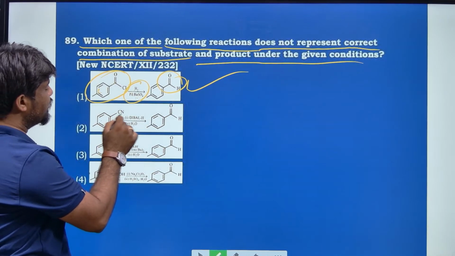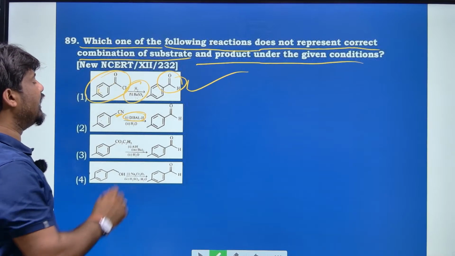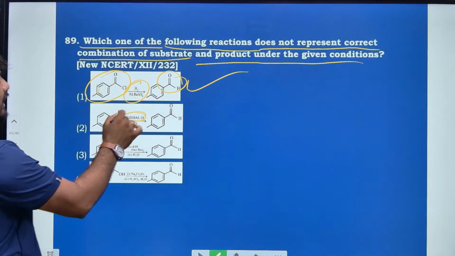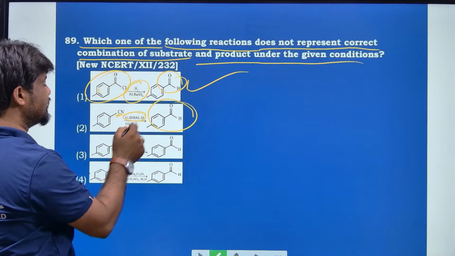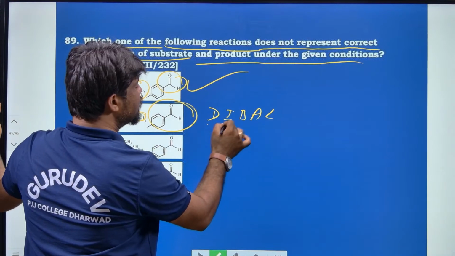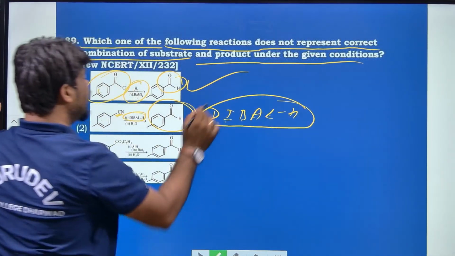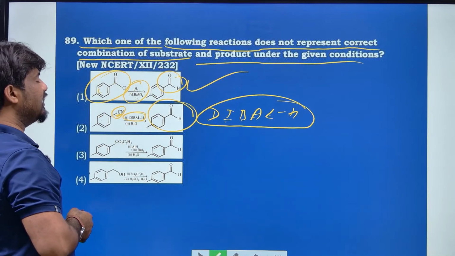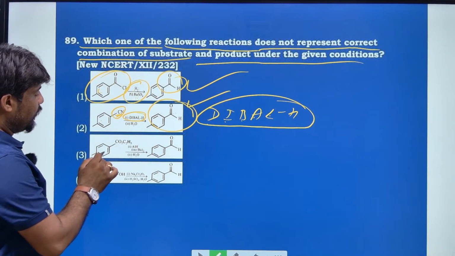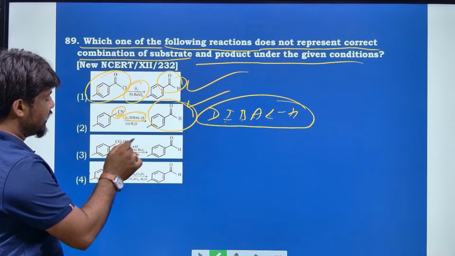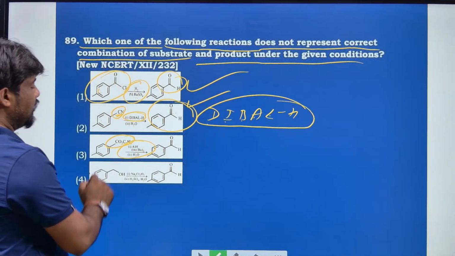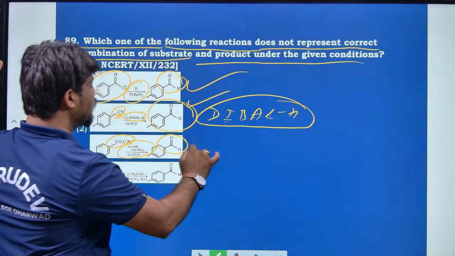Next, when benzene bonded with CN is treated with DIBAL, diisobutyl aluminum hydride, this reagent reduces the nitrile. Diisobutyl aluminum hydride is a reagent that reduces the more unsaturated component, resulting in the aldehyde. Yes, of course, this is also correct. Next, when benzene with an ester group is treated with tertiary butyl aluminum hydride followed by hydrolysis, it gives aldehyde. Of course, it is also correct.